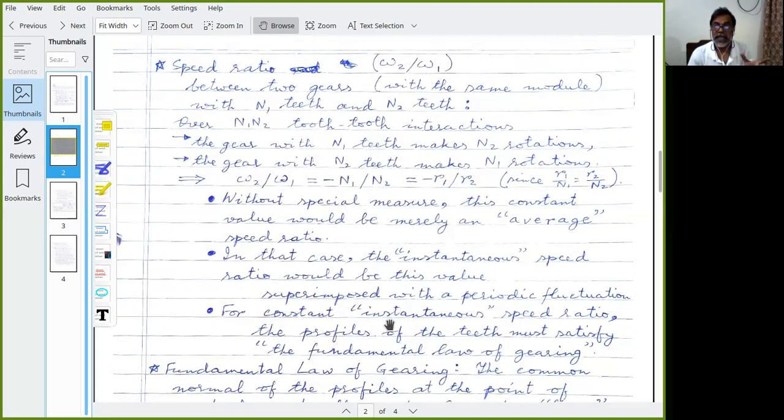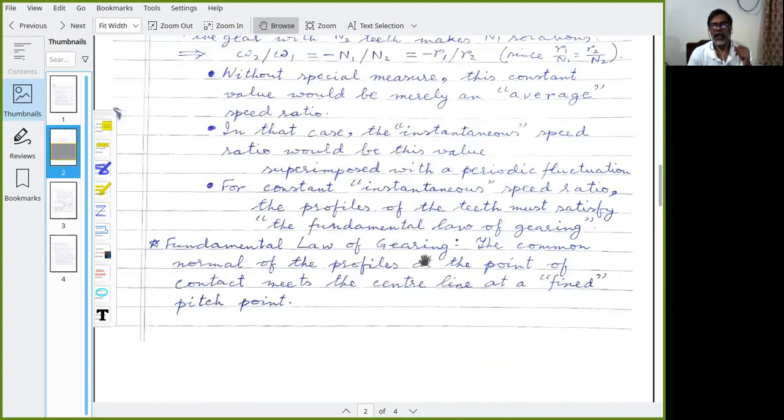Now, for constant instantaneous speed ratio, for this value to stay constant over the cycle, the profiles of the teeth, profile of this tooth and the other tooth, okay, teeth of this gear and the teeth of the other gear, have to satisfy the so-called fundamental law of gearing. What is that? The fundamental law of gearing says the common normal of the two profiles at the point of contact must meet the line joining the centers of the two gears at a fixed point.